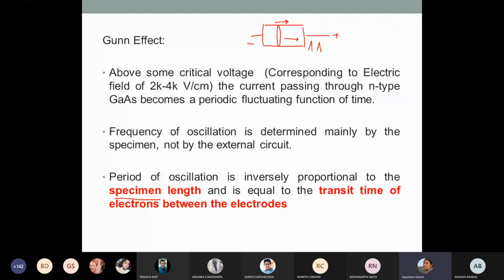By controlling the length, you control the transit time, that is, how long the electrons take to move from one electrode to the other. You can control the frequency, and if you can control the frequency of the oscillations, you can make any wave come out of it. So the current that you see can oscillate at any frequency, and you can control it by controlling the specimen length. So this is the entire operation of the Gunn diode and the Gunn effect.